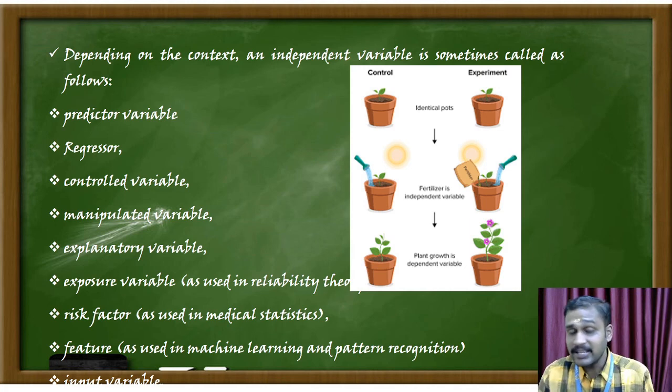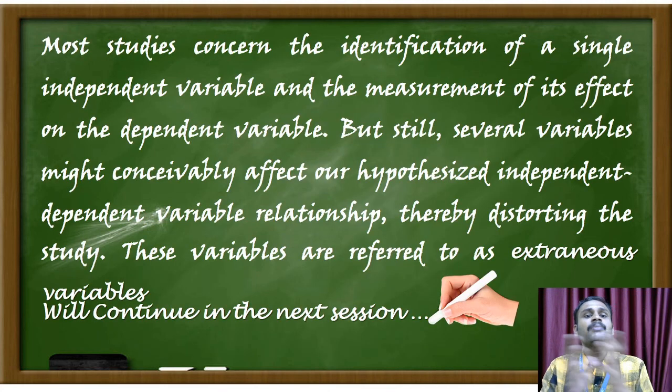For example, you can see in the picture, first I am going to plant some saplings and test the experiment. I am giving water only, then sunlight and water, then water, sunlight and some fertilizer. Then I can see how much the plant is growing. So there is an independent variable having an impact on the dependent variable. Most studies concern the identification of a single independent variable and the measurement of its effect on the dependent variable.